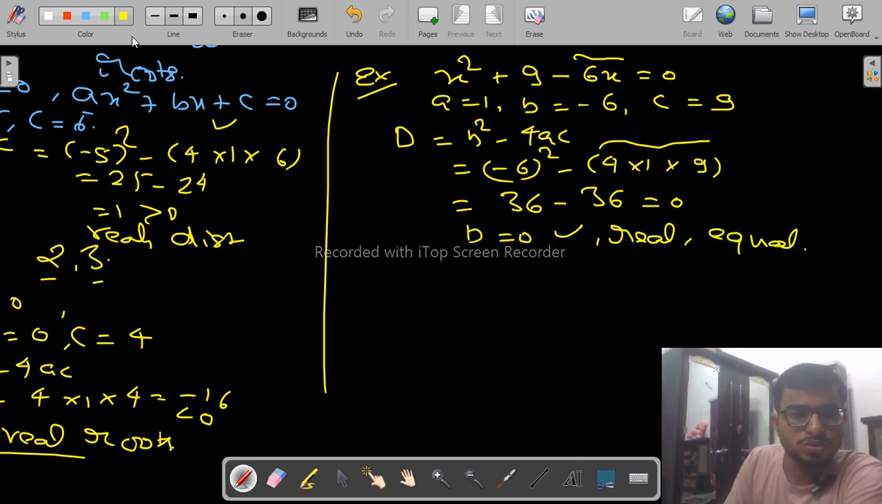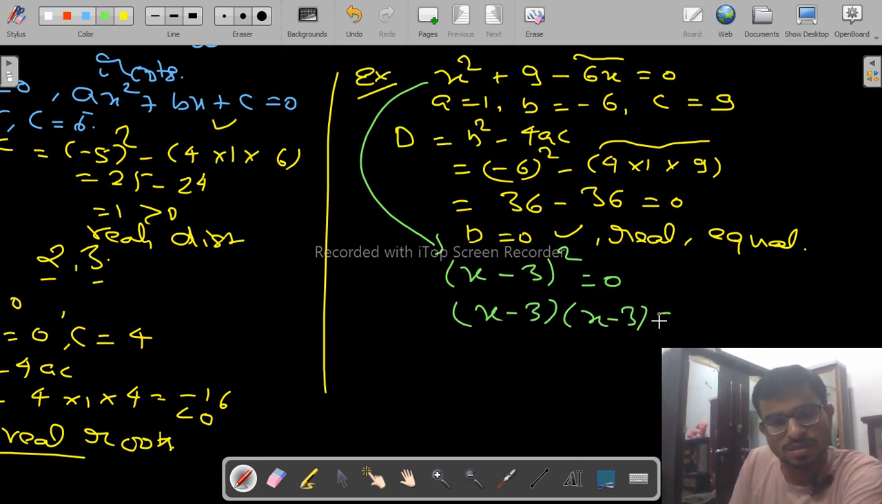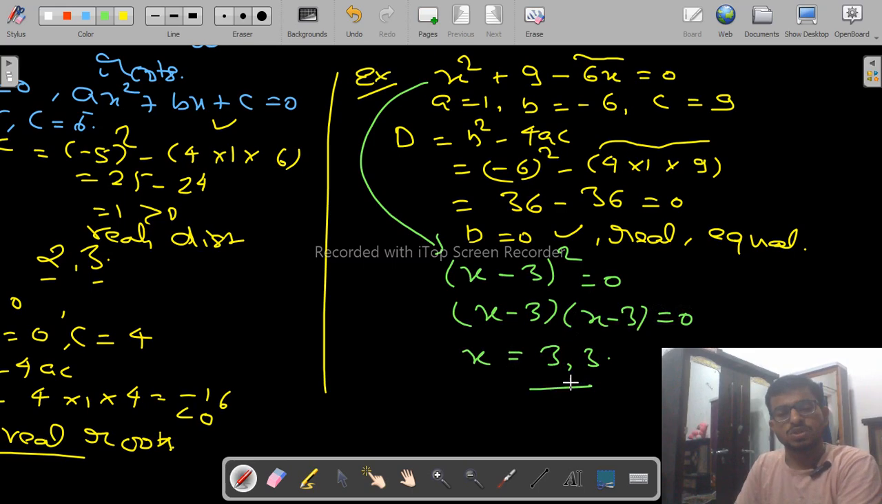We can also rewrite this equation as x minus 3 whole square, and when you solve it, you get two linear factors like this, and one by one you solve them and get 3 and 3. It means this equation has two equal roots, 3 and 3.